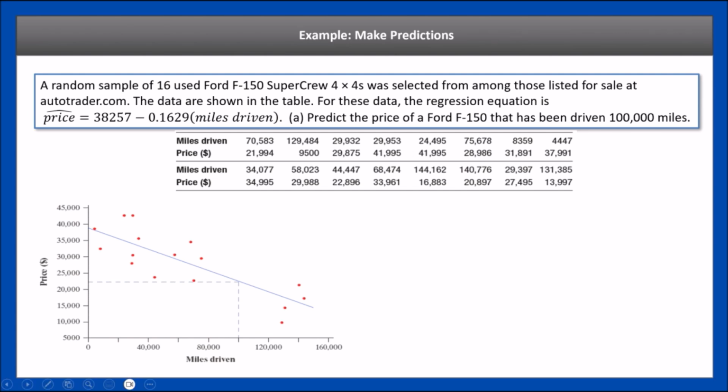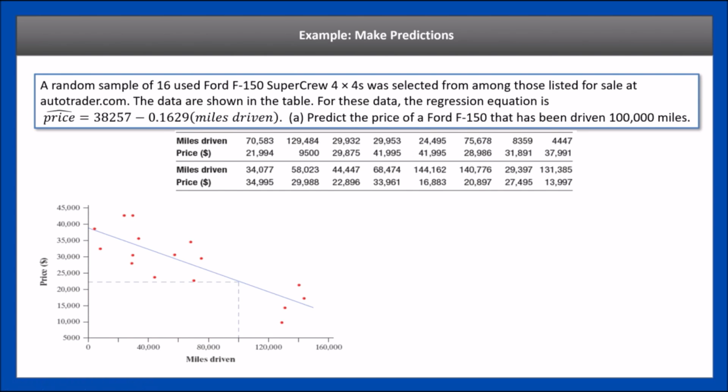Here we have a random sample of 16 used Ford F-150 Super Crew 4x4s selected from among those listed for sale at autotrader.com. The data are shown in the table. For these data, the regression equation is given by y hat, the price hat, if you will, the predicted price. The predicted price is equal to 38,257 minus 0.1629 times x, where x is the miles driven. Predict the price of a Ford F-150 that's been driven 100,000 miles. So here x is 100,000.